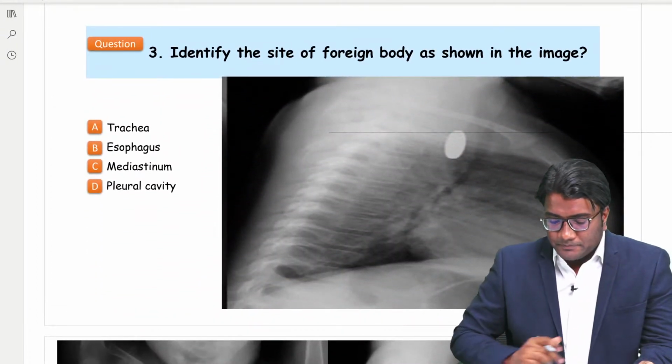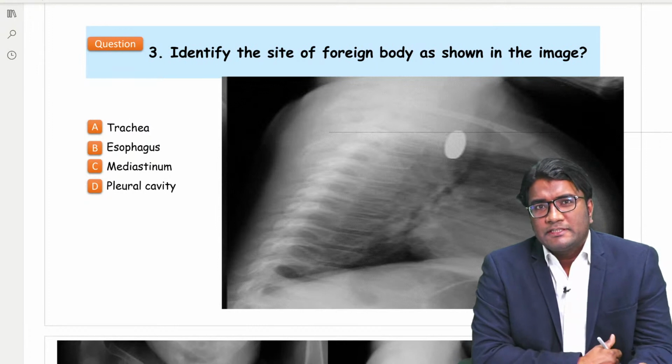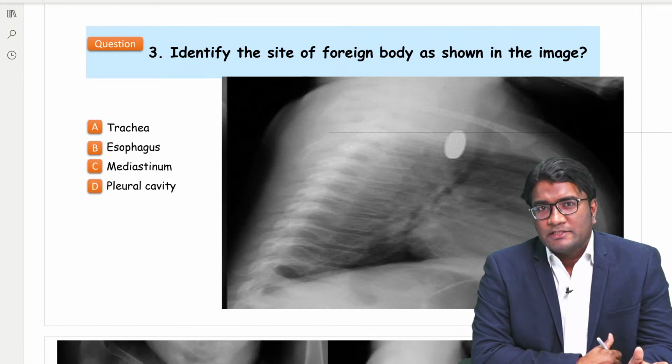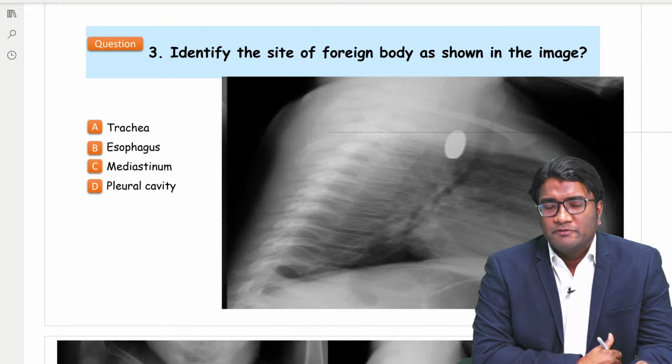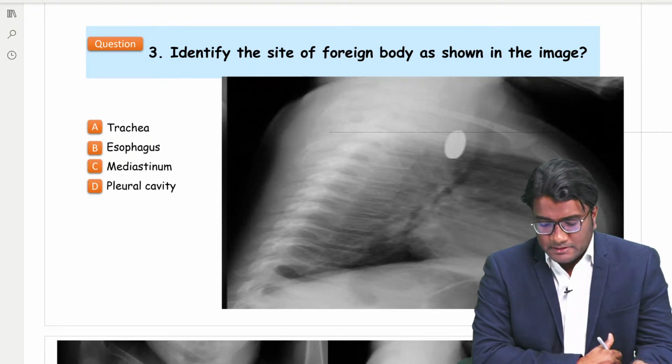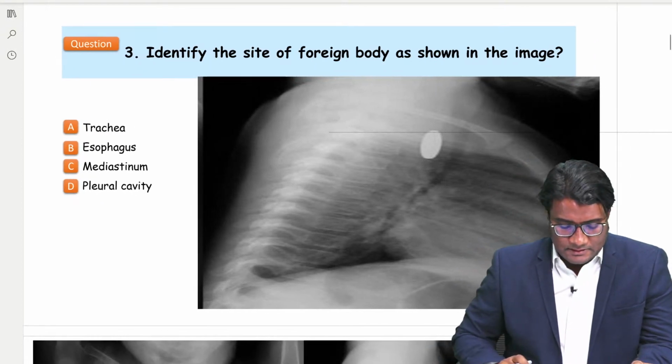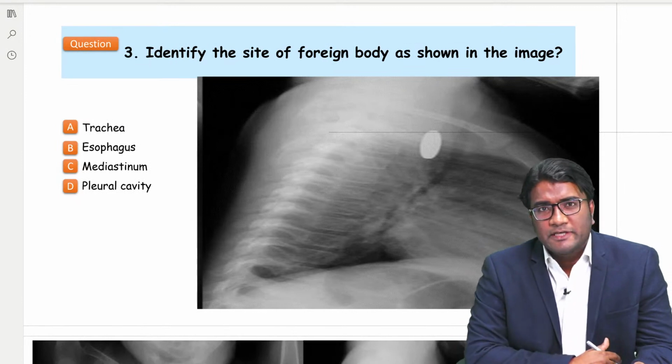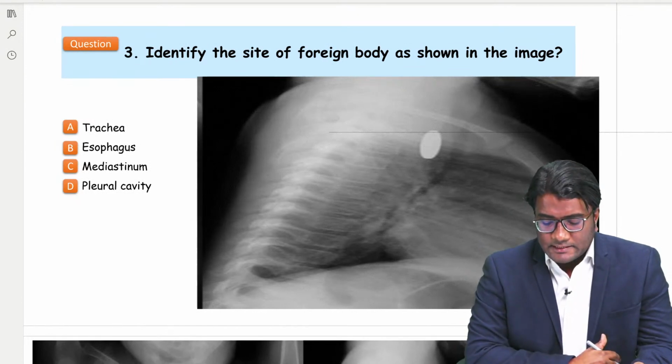This question has been a repeat from the NEET-PG exam. It is always important when you are preparing for your FMGE exams, all the future aspirants, that you do your last years' questions of not just FMGE, but also try to touch upon at least a couple of the recent NEET-PG papers. This was asked in the NEET-PG and also in your FMGE exam. So look at the site of the foreign body on this image. What do you think? Where is it located?